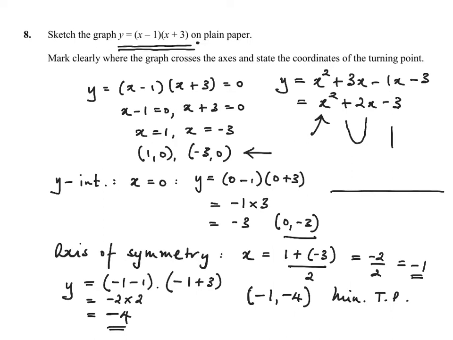Now, I'm going to make a very rough sketch here. Doesn't need to be anything fancy. So I know that one of the roots is minus 3, and that one of them is 1, and that we've got a happy face. There we are. This is the point minus 3 here, the y-intercept. Here is the axis of symmetry. And this point here, which is the minimum turning point, has coordinates (minus 1, minus 4). And I suppose we should just label the axes x and y.